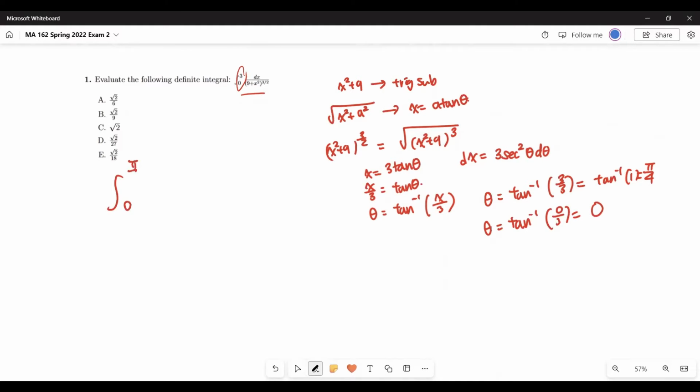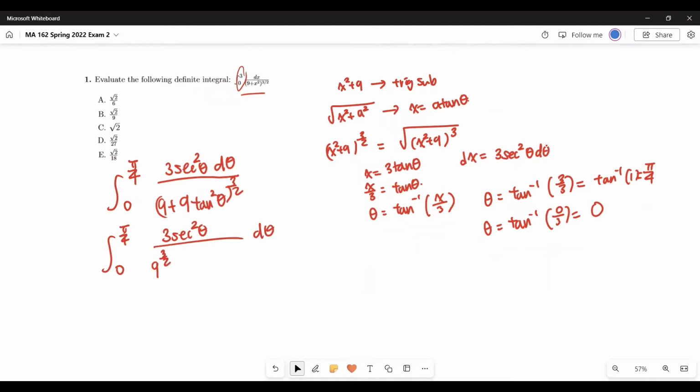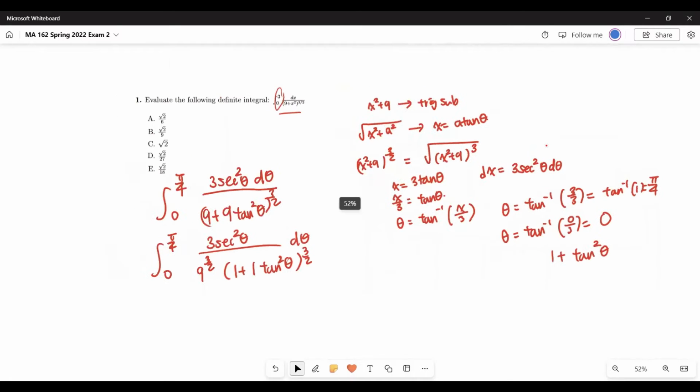Now let's plug it into the integral. So it's 0 to pi over 4, and then dx is 3 secant squared theta d theta, and then 9 plus x squared is the same as 9 plus 9 tangent squared theta, to the 3/2. Okay, we have that. And then let's distribute the 3/2 in 9 plus 9 tangent squared theta. So if you rewrite it, 3 secant squared theta d theta, and then 9 to the 3/2, and then 1 plus tangent squared theta, to the 3/2 as well. And what you remember is 1 plus tangent squared theta is the same as secant squared theta, right?